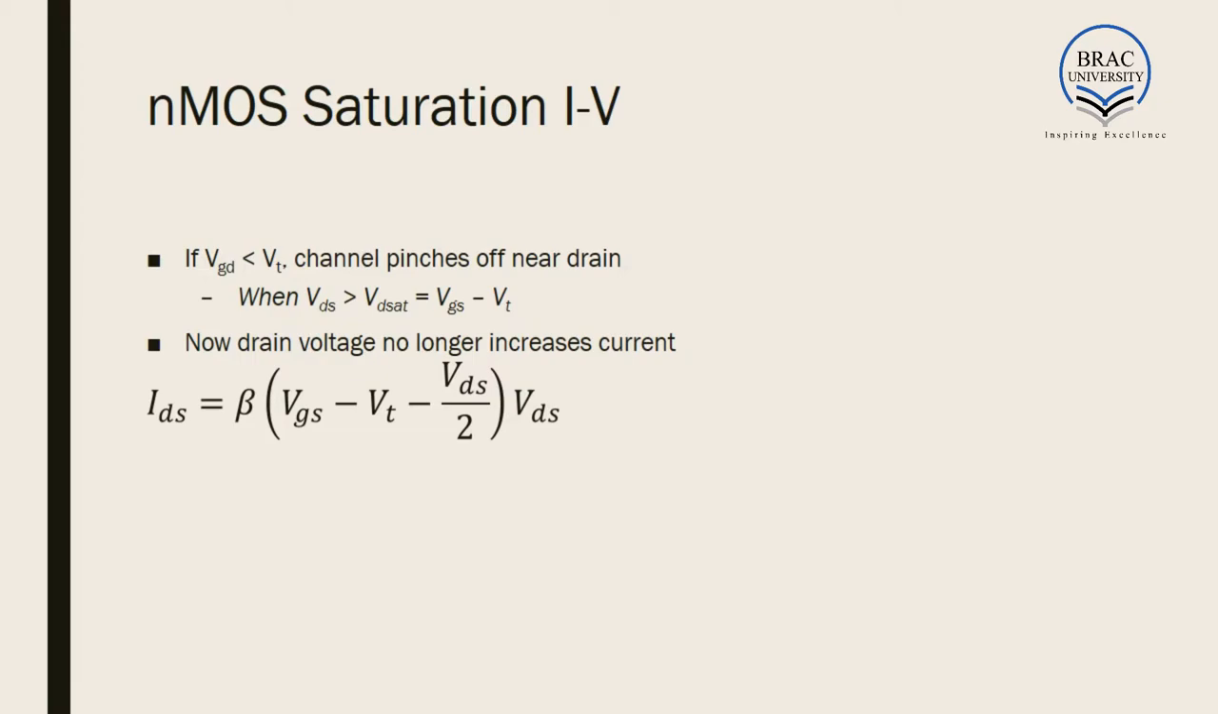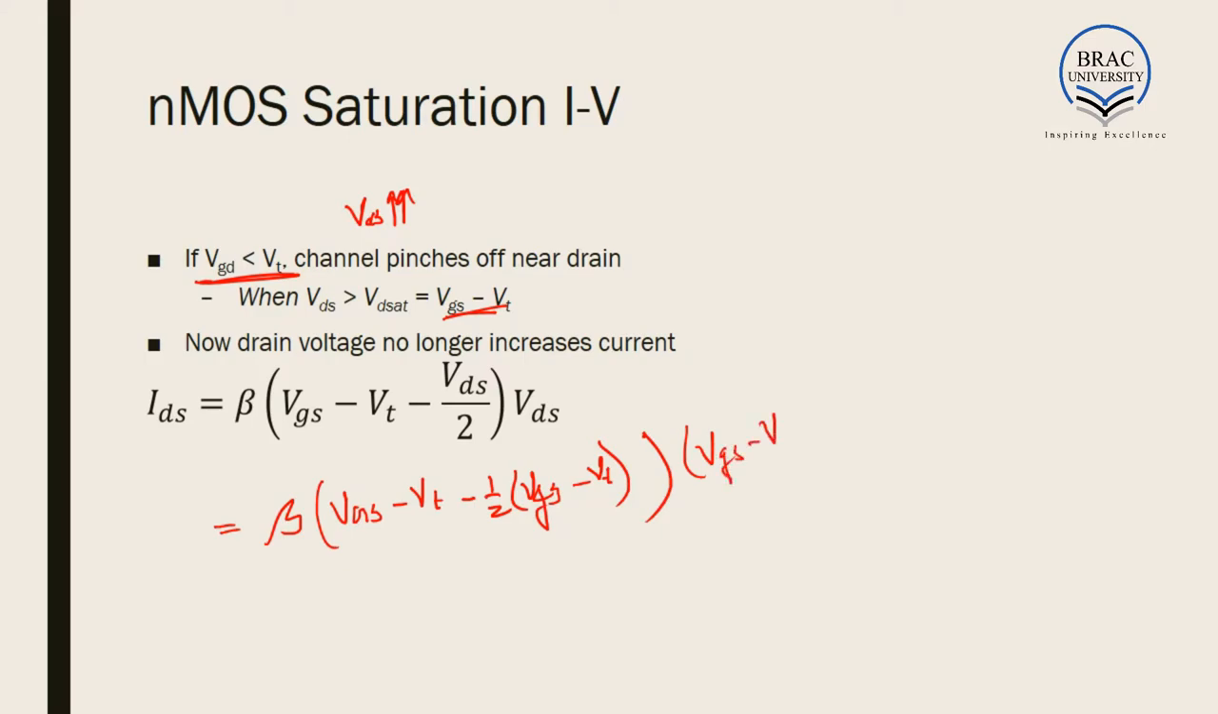Now in the saturation region, we know that VDS is much higher. As a result, VGD becomes less than VT. If VGD becomes less than VT, VDS essentially becomes VGS minus VT. So if we replace VDS in this equation by VGS minus VT, we get beta (VGS minus VT minus half (VGS minus VT)) times (VGS minus VT). So from here we get beta by 2 (VGS minus VT), and this VGS minus VT gets multiplied to it, so we'll get VGS minus VT square. So in the saturation region, IDS is equal to beta by 2 (VGS minus VT) whole square.